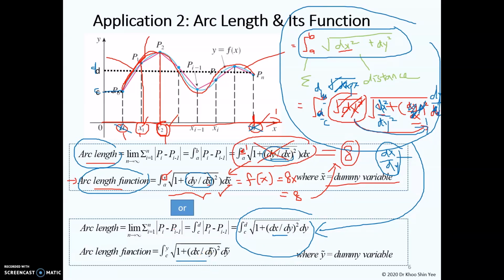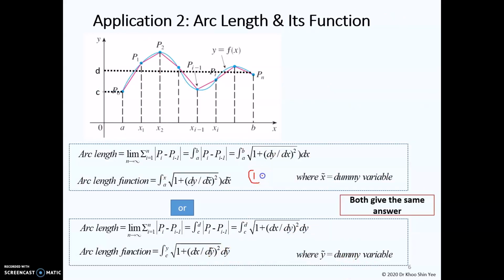This is the corresponding arc length function that can be obtained from this formula, where you can see the upper limit here is replaced by the y symbol, and then the y here is changed into y bar, which is the dummy variable. So you have two options to compute the arc length and arc length function. These two approaches should give you the same answer.